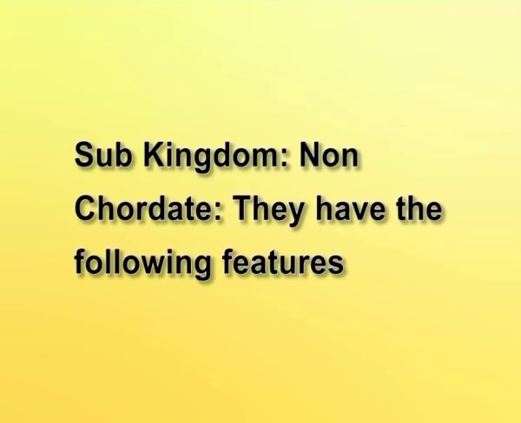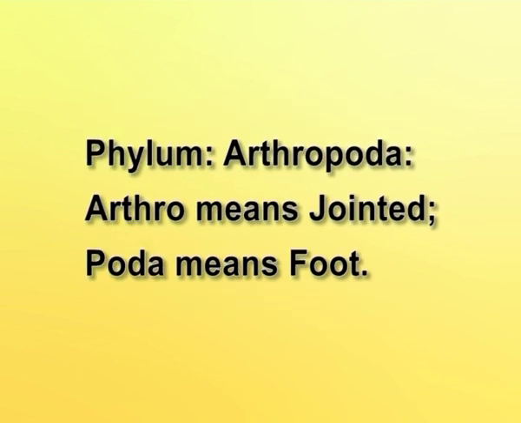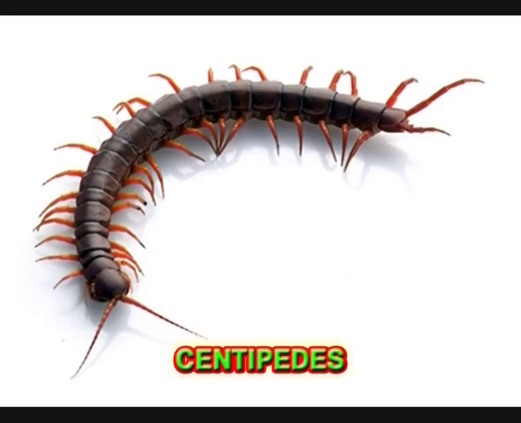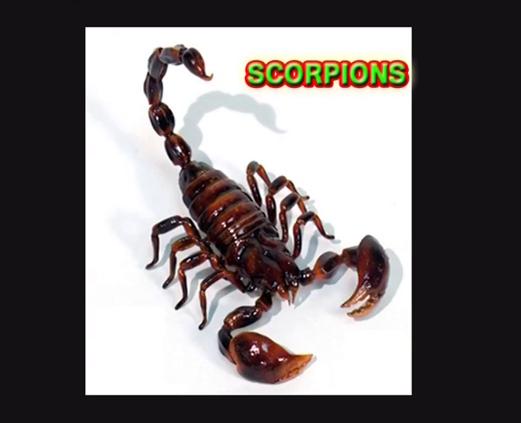Subkingdom non-chordate. They have the following features: absence of vertebral column, presence of ventral nerve cord, absence of gill slits. Phylum Arthropoda. Arthro means jointed, poda means foot. It is the largest phylum in the animal kingdom. Besides insects, many creatures like prawns, crabs, lobsters, centipedes, millipedes, spiders, mites, ticks, scorpions, etc.